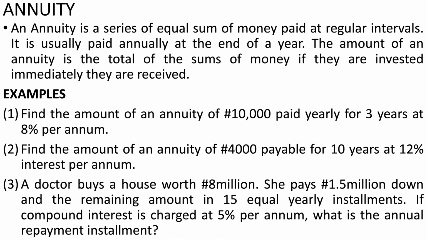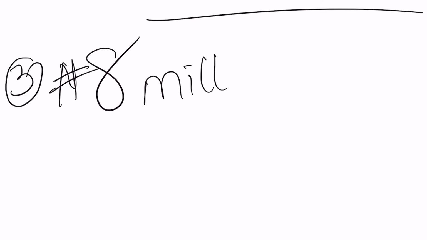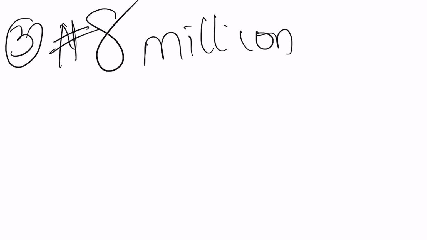A doctor buys a house worth 8 million naira. She pays 1.5 million down and the remaining amount in 15 equal yearly installments. If compound interest is charged at 5% per annum, what is the annual repayment installment? So, a doctor buys a house at 8 million naira. She pays down 1.5 million.